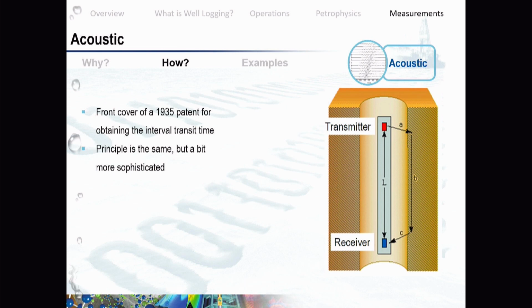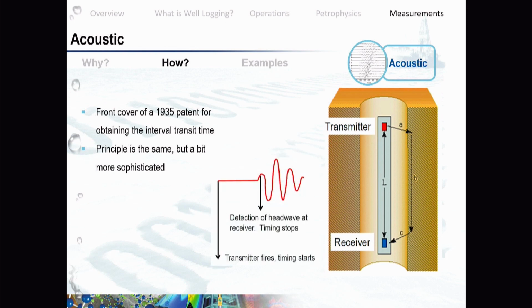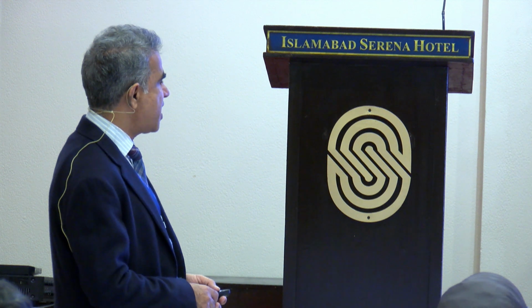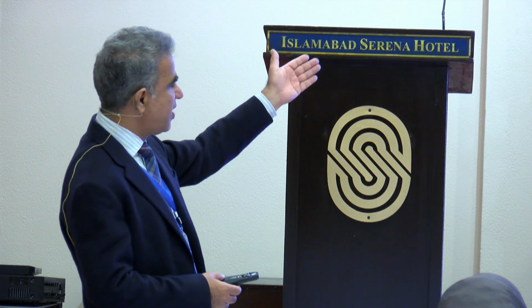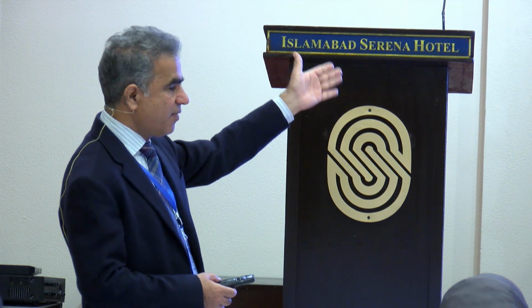So basically what we're measuring is the time it left the transmitter and reached the receiver. We know the distance, and we know the time, so we can find out the velocity, the speed at which it traveled. The transmitter fires, and then timing starts, and the wave reaching the receiver will have different types reaching the receivers.